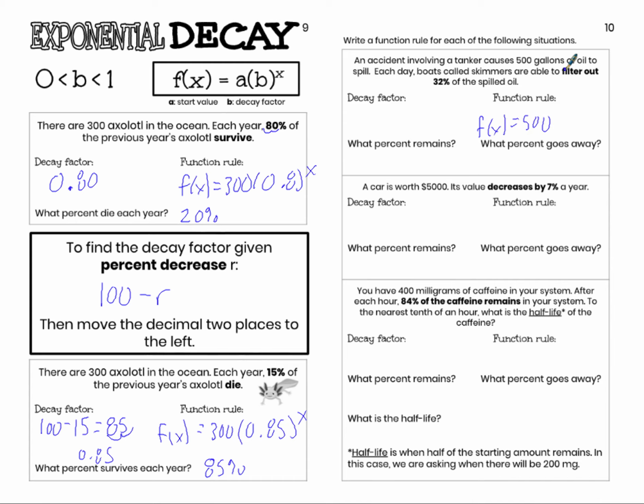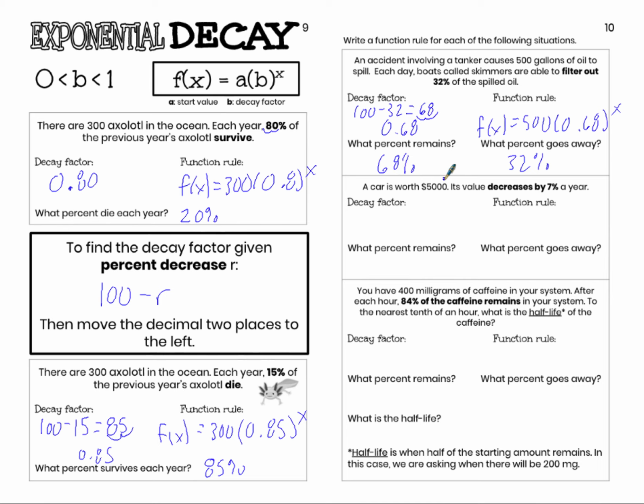And each day skimmers filter out 32%. I'm taking out 32%, so it's not that 32% remains. To find what percent remains, I have to do 100 minus 32, which is 68. That means 68% of the oil each month remains. So 500 times 68% to the x, that means 68% remains, 32% is filtered out.